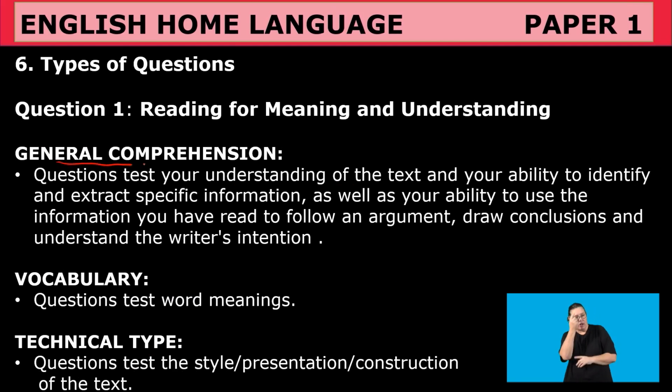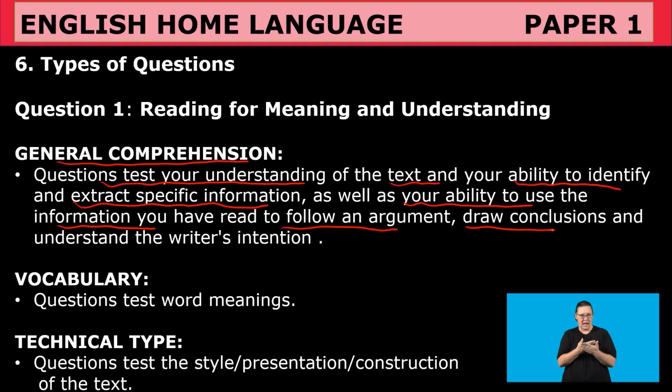General comprehension questions. This is another type of question. So here, these questions test your understanding of the text and your ability to identify and extract specific information. Again, you're going to use the comprehension passage, text A or text B as your reference. This also tests your ability to use the information you have read to follow an argument, to draw conclusions and understand the writer's intention. A question could be, analyze the writer's intention in including a specific aspect.